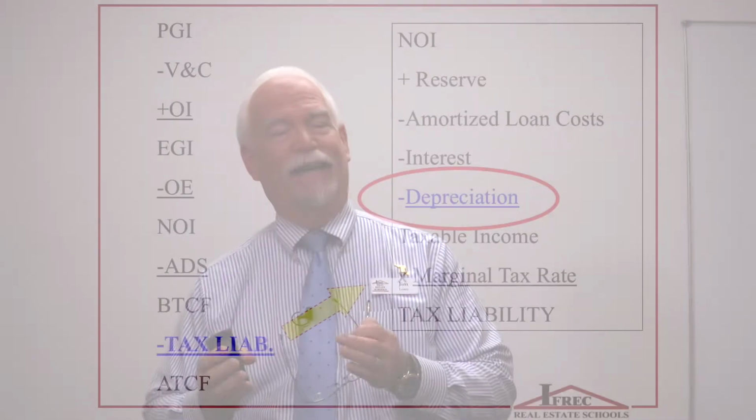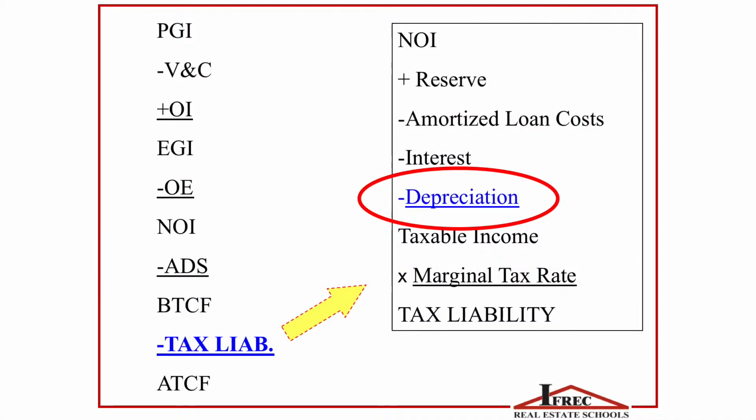To start off, this is a formula that you're looking at, which should be very familiar to you at this point. It's the reconstructed operating statement going all the way from potential gross income down to the after-tax cash flow. We'll be taking a particular look at how the tax liability is calculated, and as was mentioned in a previous video, you start with the net operating income, add reserves, pull out the amortized loan costs, pull out interest, and then you get to depreciation, which is the subject at last of our discussion here.